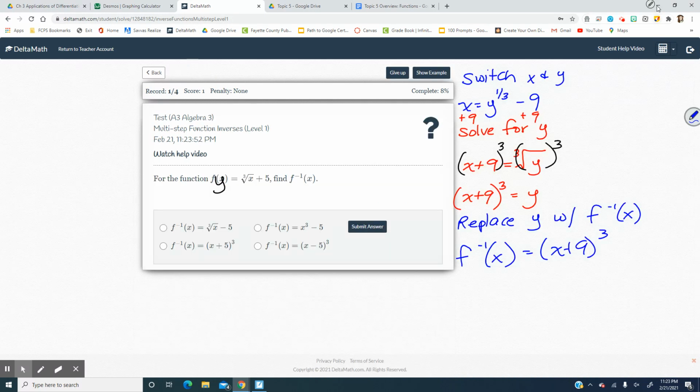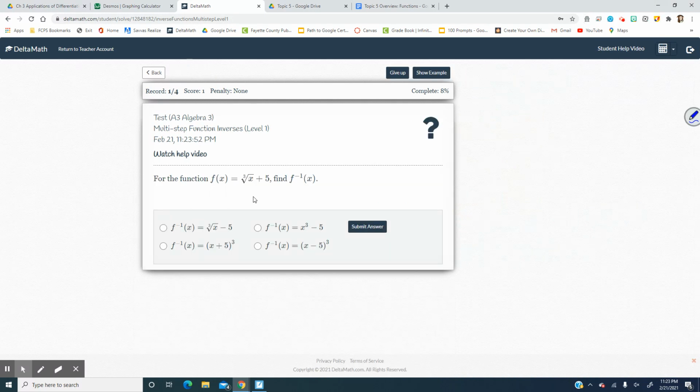Let's try another one. This time I have the cubed root of x plus 5 for f of x. So first of all, replace f of x with y. Then you're going to switch the x and y. So x equals the cubed root of y plus 5. Then I need to solve for y.